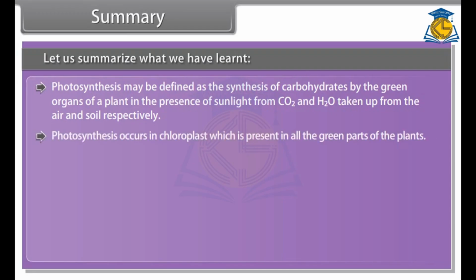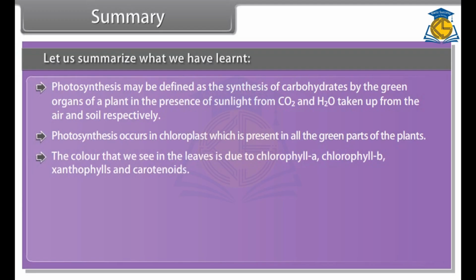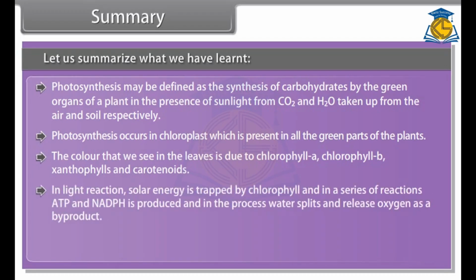Photosynthesis occurs in chloroplasts, which are present in all the green parts of the plants. The color that we see in the leaves is due to chlorophyll a, chlorophyll b, xanthophylls and carotenoids. In the light reaction, solar energy is trapped by chlorophyll, and in a series of reactions, ATP and NADPH are produced, and in the process, water splits and releases oxygen as a byproduct.